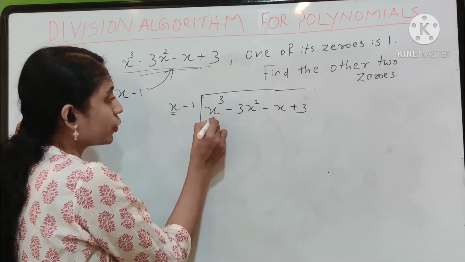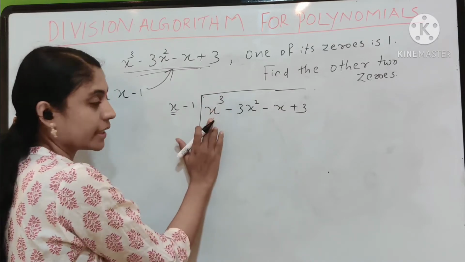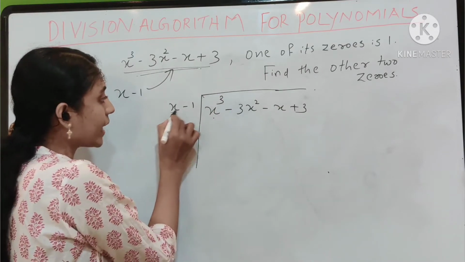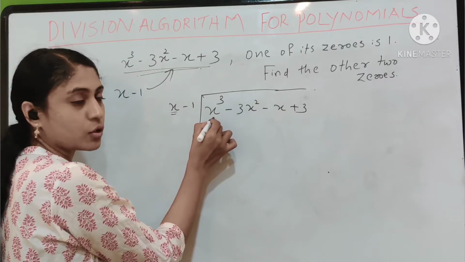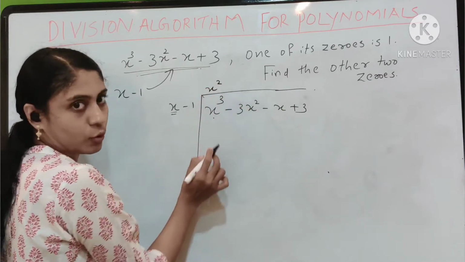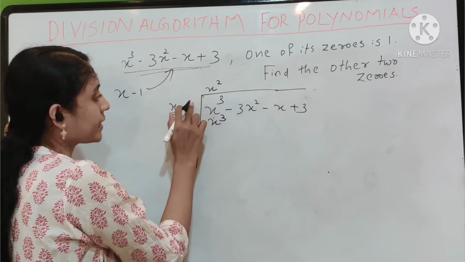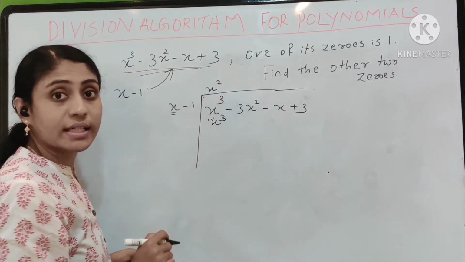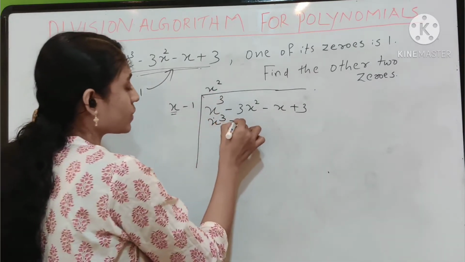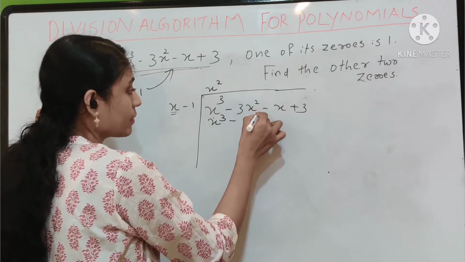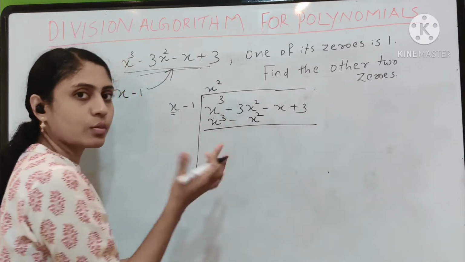x into what is x cube? First we are taking this x cube term. x into x square is x cube. Next, minus 1 into x square is minus x square.